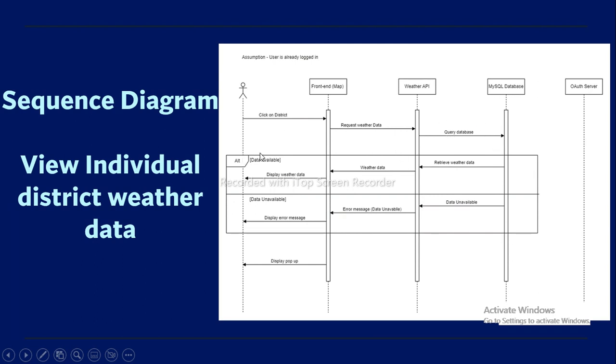Then there's an if condition. If data is available in the MySQL database, then the MySQL database will retrieve the weather data to the weather API. Once the weather API receives those retrieved weather data, it will pass the weather data to the front end, which means the map. Once the map receives those weather data, it will display all the received data. Assume that if data is unavailable, then the MySQL database will return a data unavailable message, and the weather API will pass the error message, and the front end, which means the map, will show an error message.